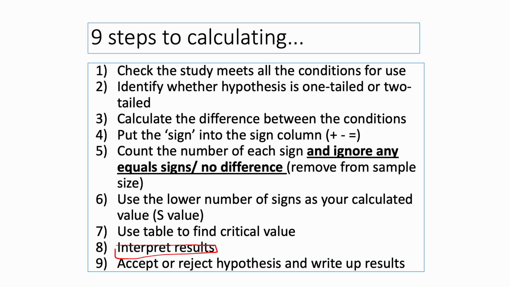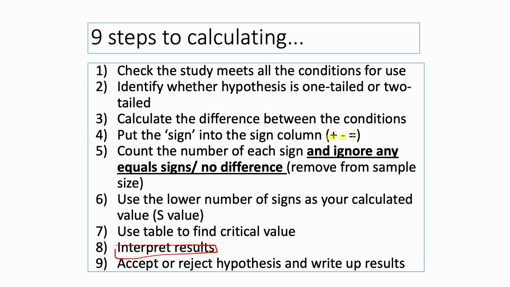You need to calculate the difference between your conditions. So you will have condition 1 and condition 2 because it will be matched pairs or repeated measures. So you'll have 2 lots of your data. Calculate the difference. If the difference is positive, you put a plus. If there's a negative difference, it's a minus. If your participant remains the same, it's an equal sign.